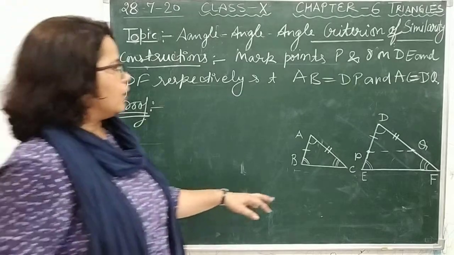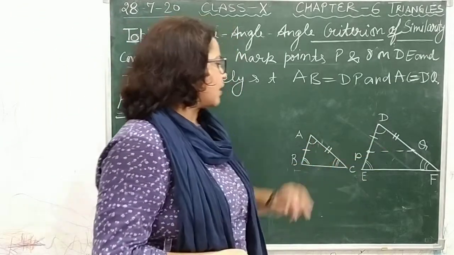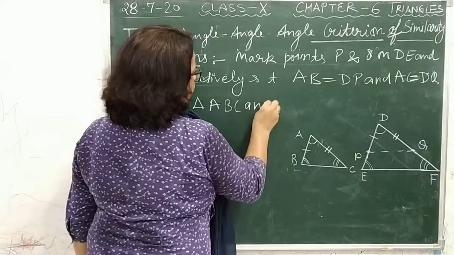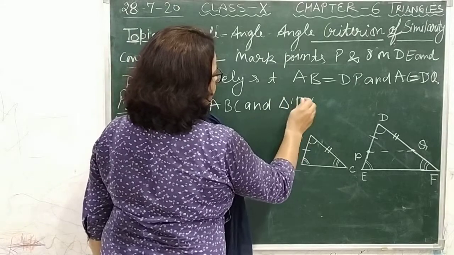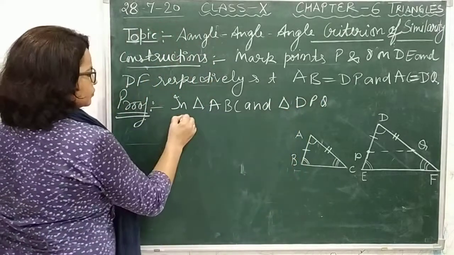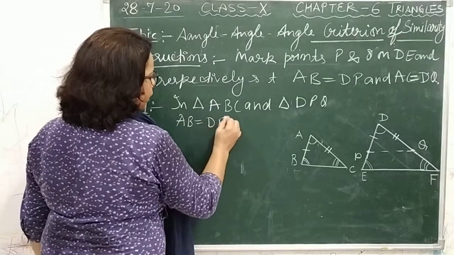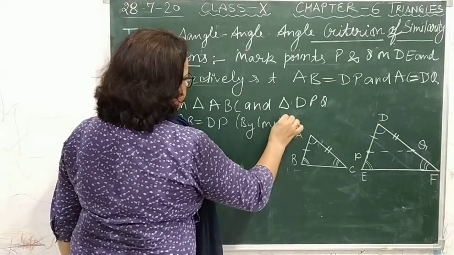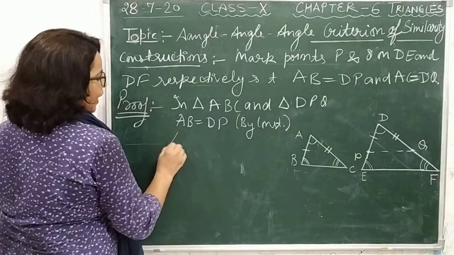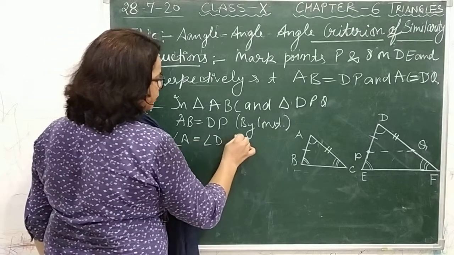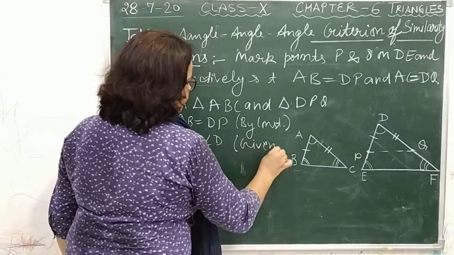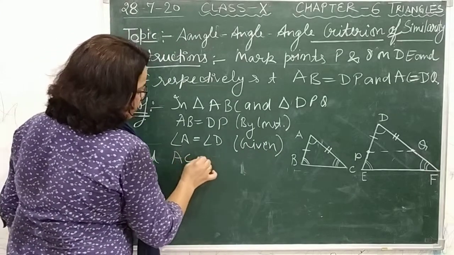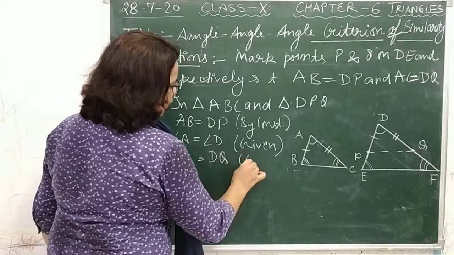First of all, you have to observe this triangle and this triangle. In triangle ABC and triangle DPQ, AB is equal to DP by construction. We have done the construction in this way. Angle A is equal to angle D. This is given to us. And third thing, AC is equal to DQ, again by construction.